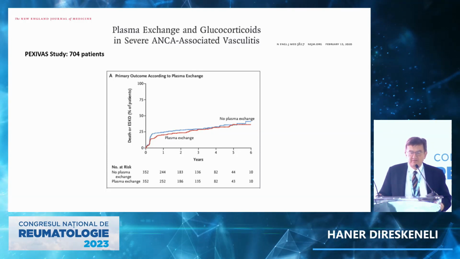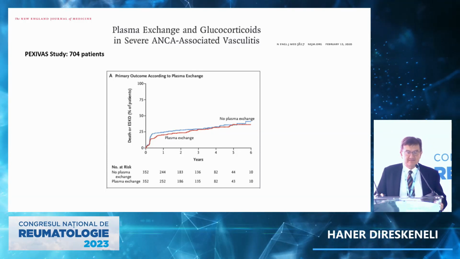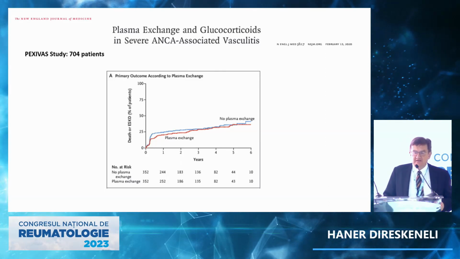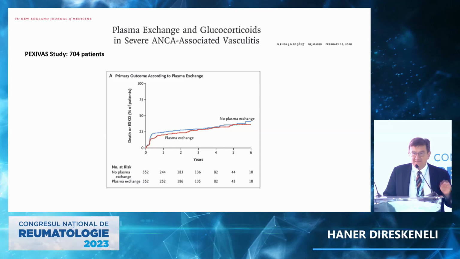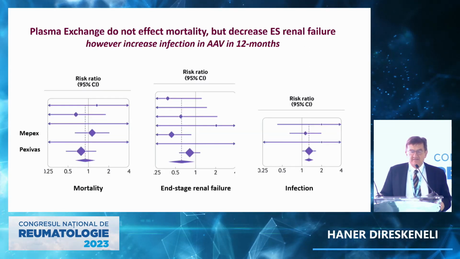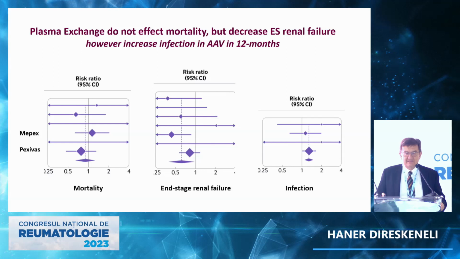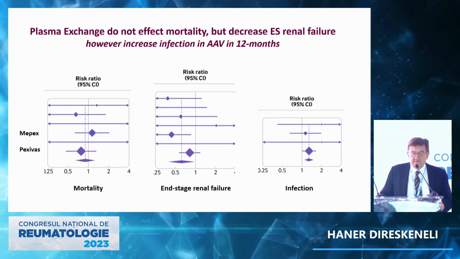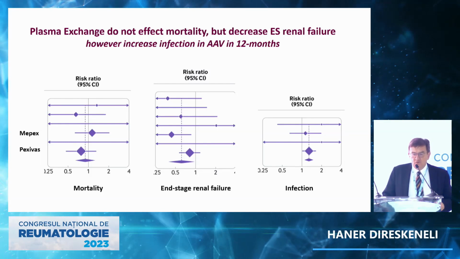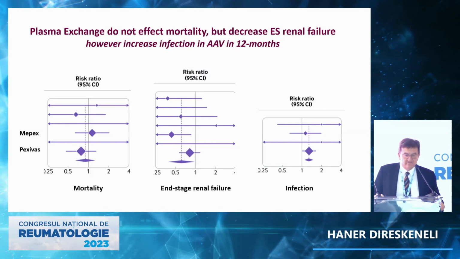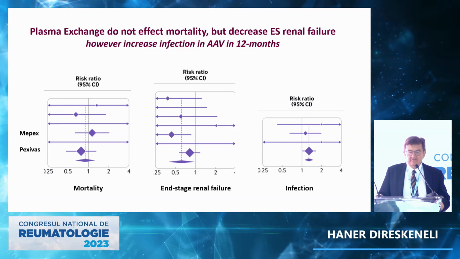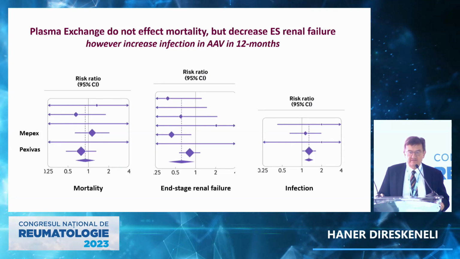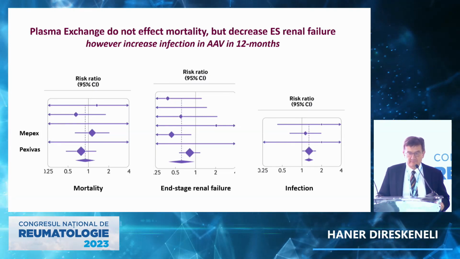there is no change in the rate of death or end-stage kidney failure, whether the patient gets plasma exchange or not. But there are some nuances, and it seems it comes from the meta-analysis of 2 major studies, MEPEX and PEXIVAS, that although mortality is not affected, the rate of end-stage renal failure decreased with plasmapheresis, however, with the cost of increased infection in 12 months.